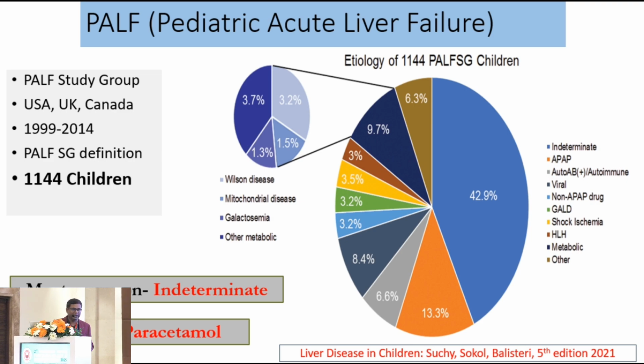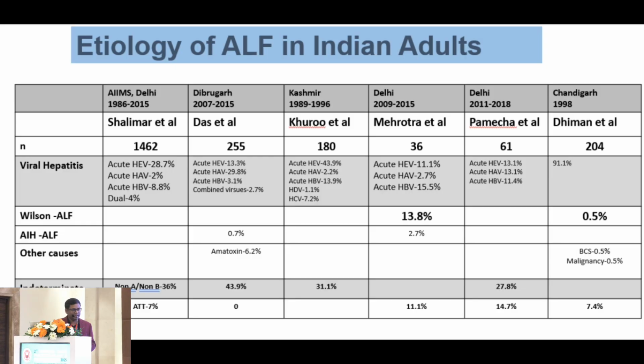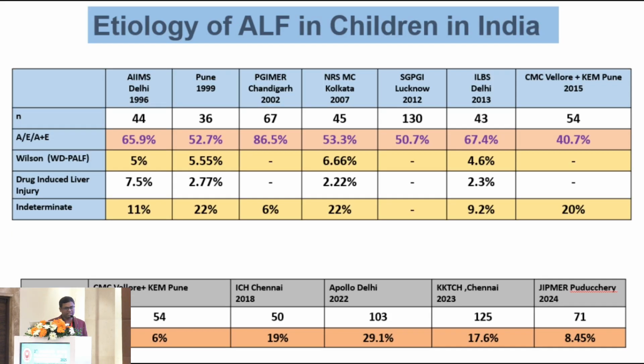But what we see in India is totally different. This is adult data here, and still acute viral hepatitis is the most common even in adults. A small proportion remains in Wilson or autoimmune hepatitis, and drug-induced liver injury, and indeterminate etiology in which we do not find any etiology remains significant, at least 20% of the cases. In children also, A or E is the most common one. Wilson around 10%, and drug-induced liver injury and indeterminate around 20% of the cases.